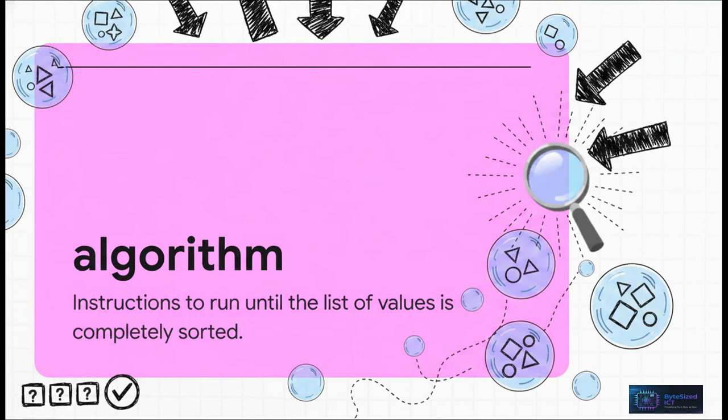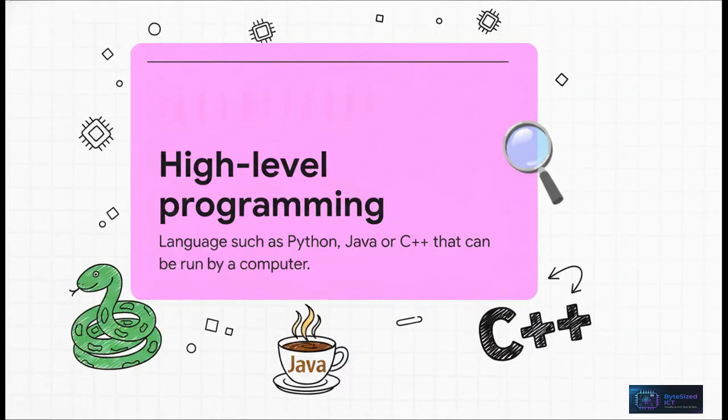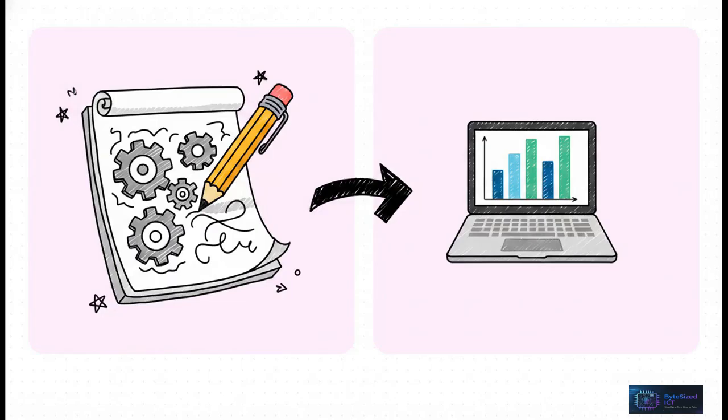First, some quick vocab. An algorithm is just the specific instructions we follow until everything's sorted. Next up, pseudocode. It's our planning language. Looks like code, but your computer literally can't run it. High-level programming means using executable languages your computer actually understands, like Python, Java, or C++. So think of pseudocode as your rough draft, and high-level programming as your polished final essay.